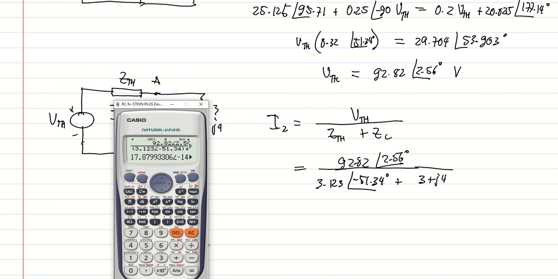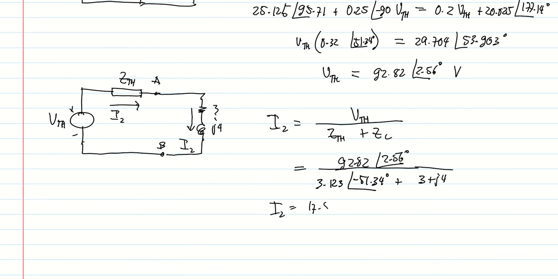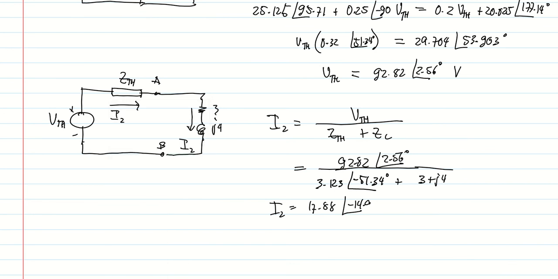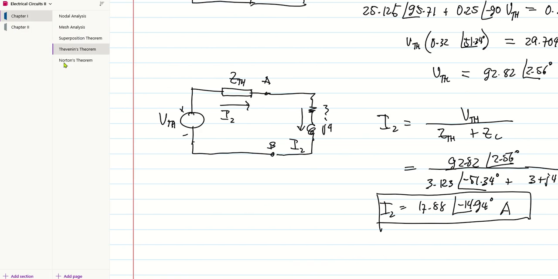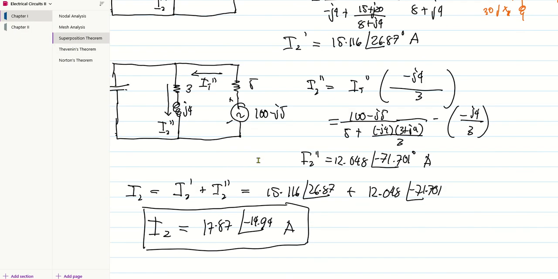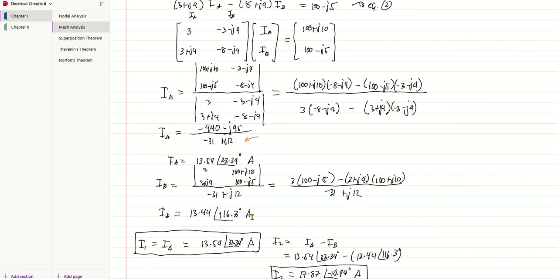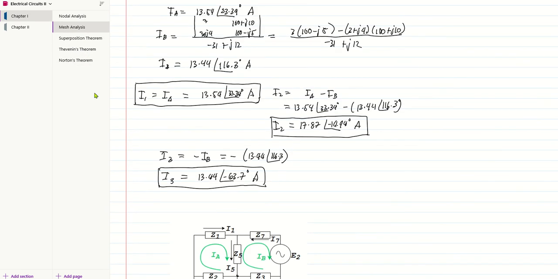So I2 is equal to 17.88 with an angle of negative 14.94 degrees ampere. If we want to check if our answer is correct, we can check our previous answer. So this is our previous answer, 17.87. There's a bit of discrepancy, maybe that is due to the rounding off. Here we also have I2 17.87 and here 17.87.